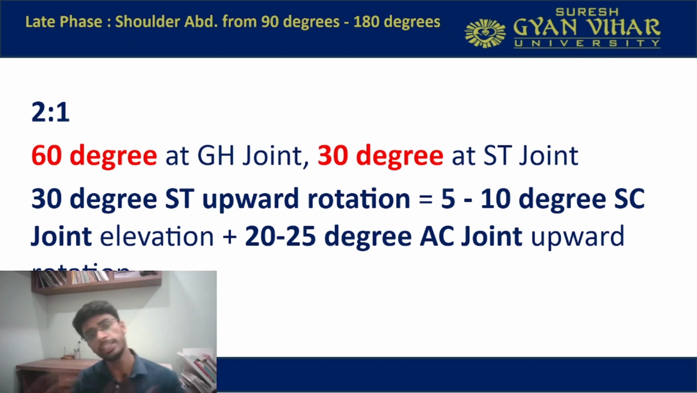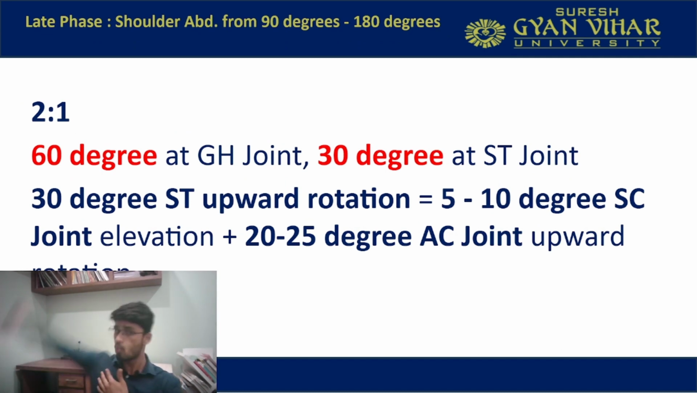Now there is a late phase, which is from 90 degrees to 180 degrees. In 90 to 180 degrees, 60 degrees again comes from the GH joint and 30 degrees from the ST joint. And in this 30 degrees from the ST joint, 5 to 10 comes from the sternoclavicular joint and 20 to 25 comes from the acromioclavicular joint. So this is how it is different from the early phase, where most of the movement was coming from the sternoclavicular joint, and in this phase most of the movement is coming from the acromioclavicular joint.